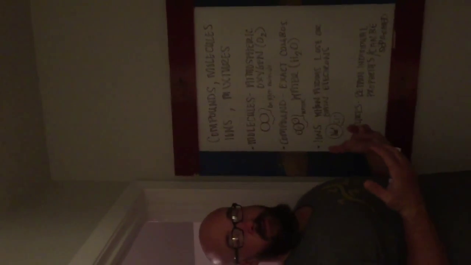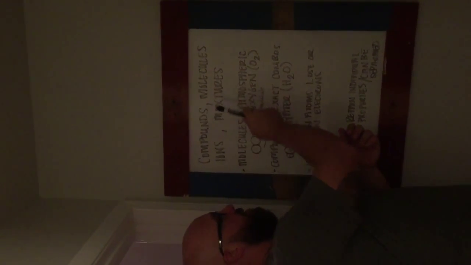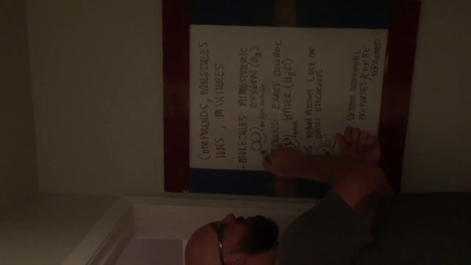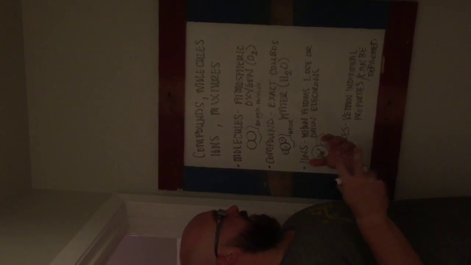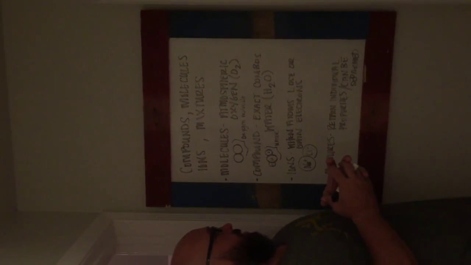Atoms combine and create other things. So you have compounds, molecules, ions, and mixtures. A molecule is when you have the same kind of atom that combines together.